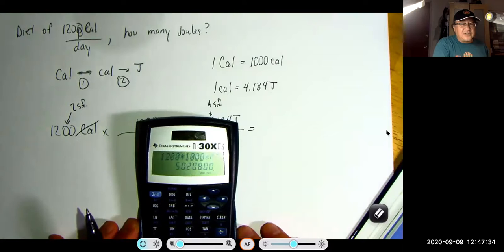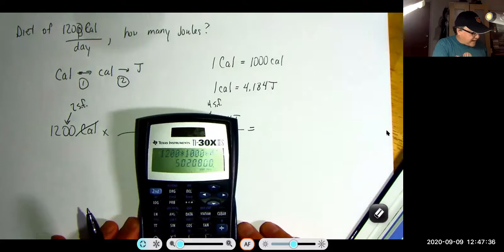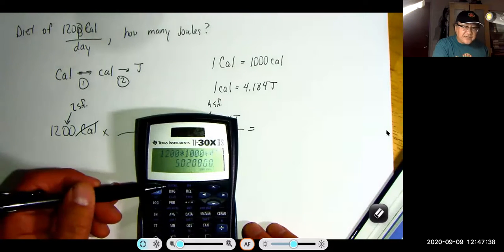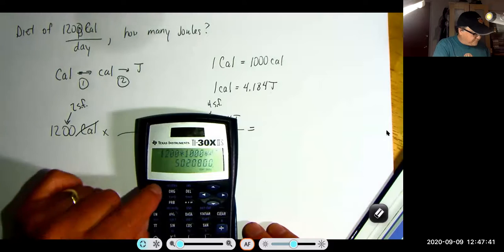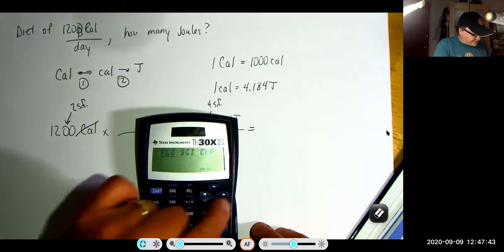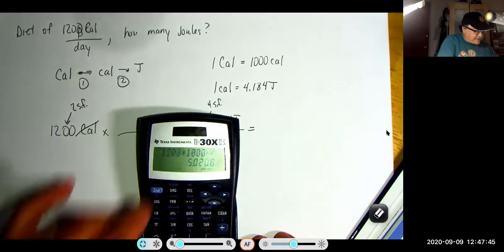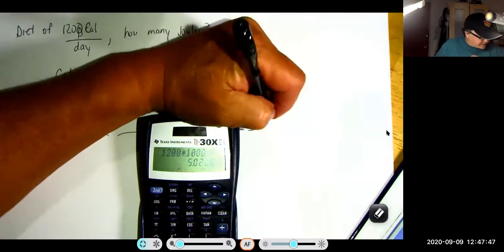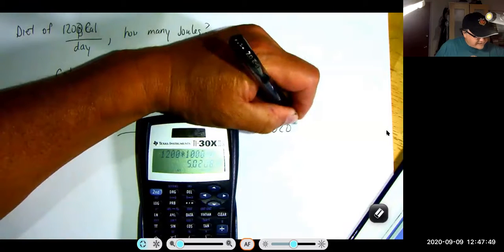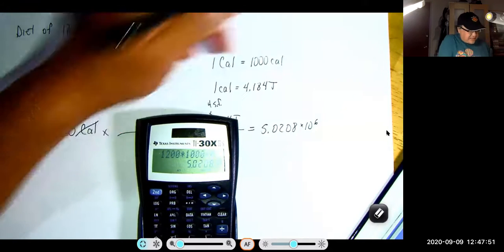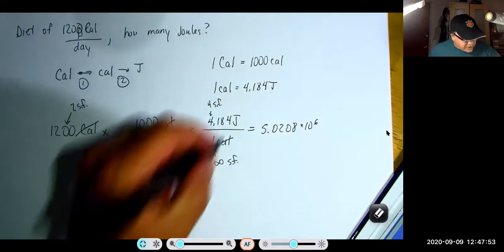So here, to turn this into something different, I have this thing here that says science engineering. So second, toggle over to science and hit equal. And now it's in scientific notation. So I get 5.0208 times 10 to the 6. I need to include my unit.